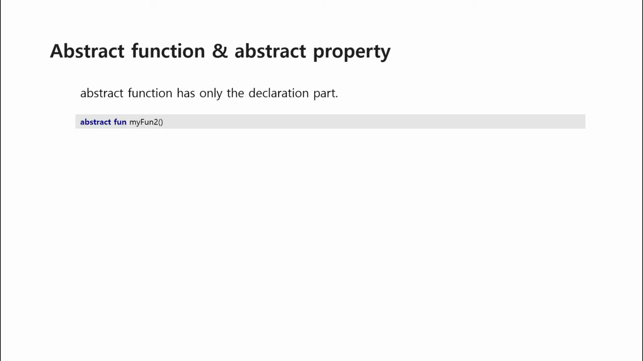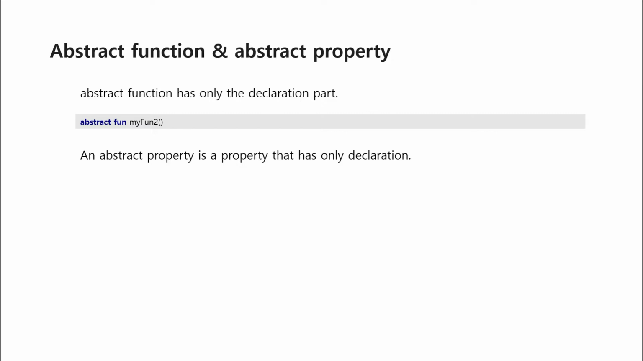Like this sample code, abstract functions should use the abstract keyword. As you can see, we don't have the body block. This kind of function is an abstract function, and it should be marked with the abstract keyword.